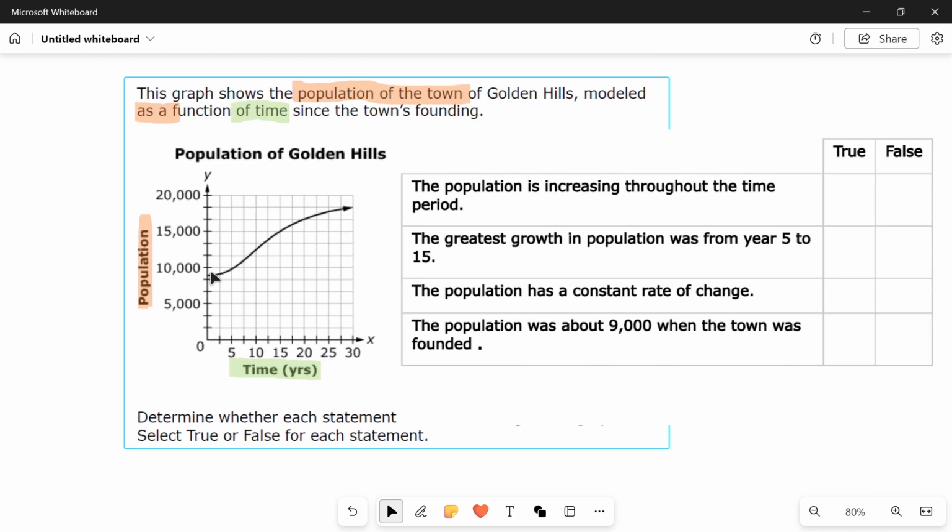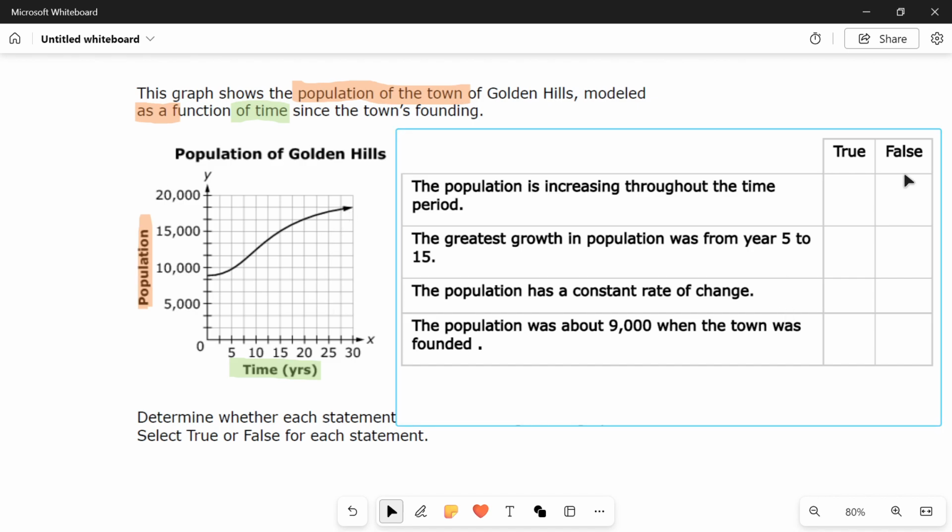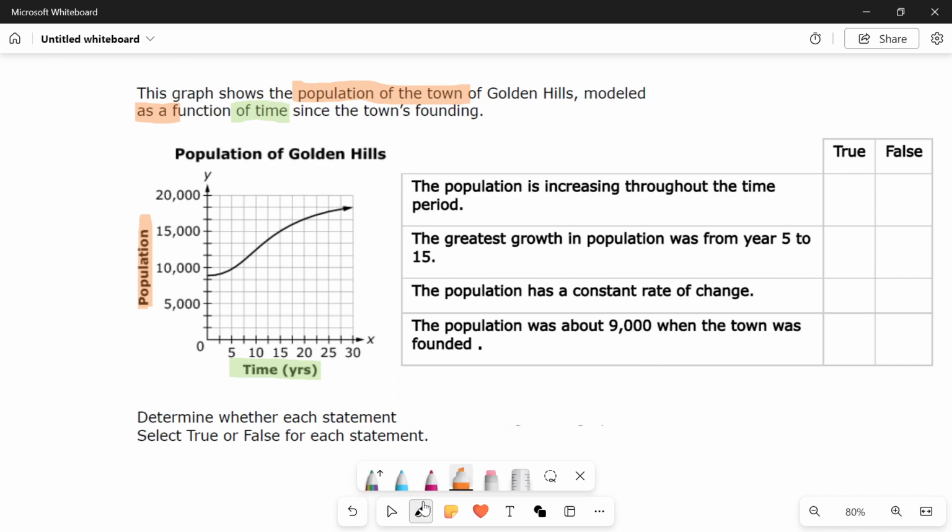The population is increasing. So all we're really looking for is the line going up. And even if it starts to flatten, but it's not all the way flat, it's still increasing. I would mark that one true. That's how I'd mark it. I might get it wrong though, because again, if they said this is flat, then that is not an increase. Anything going down would be a decrease, and anything flat would be constant, not increasing.